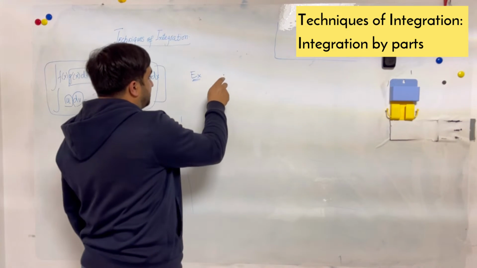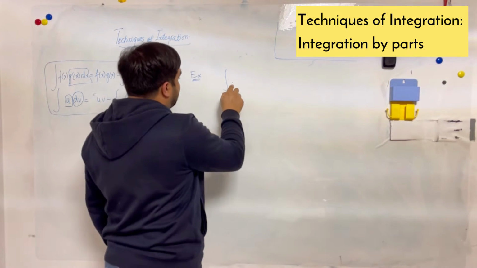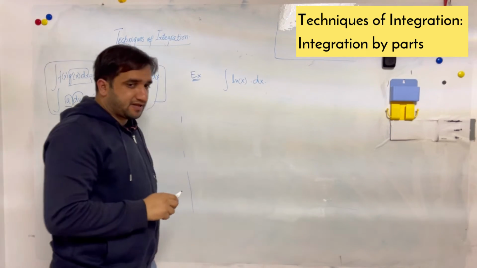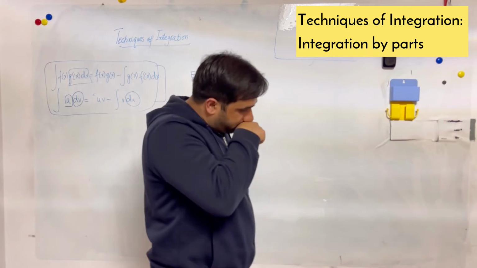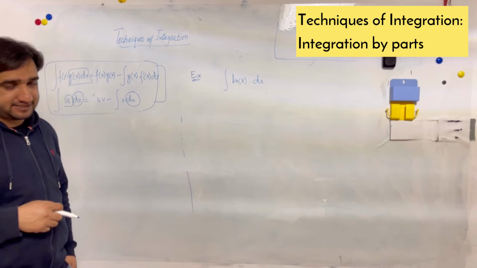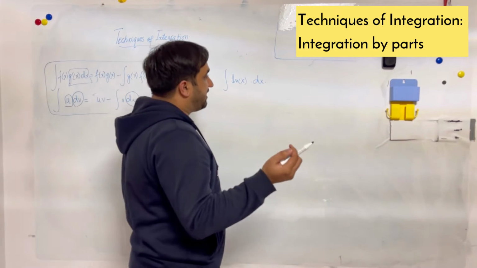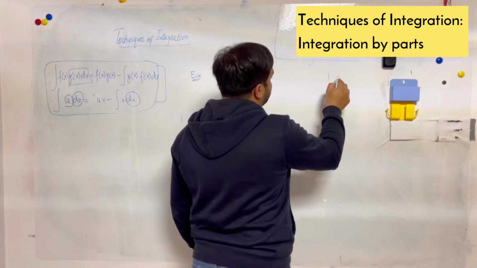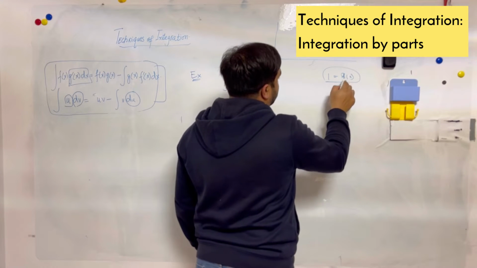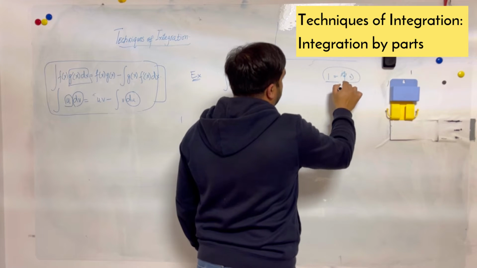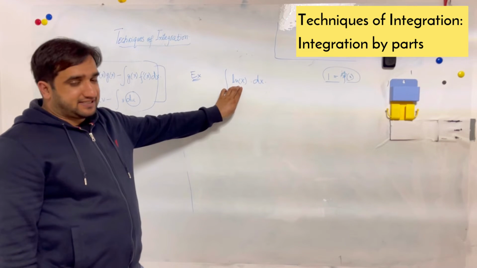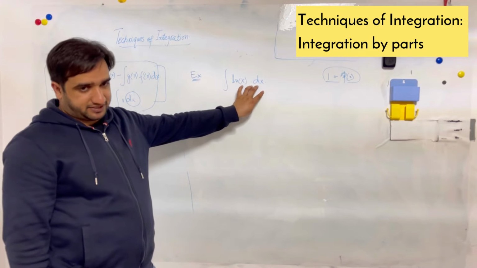Another example, solve the integral ln x dx. Now look, in this integral, you have only one function, ln of x. But we have already studied that 1 is also a function. f of x is equal to 1, or g of x, whatever you name it. This is also a function, and this function is called a constant function. So ln of x is multiplied with a constant function.